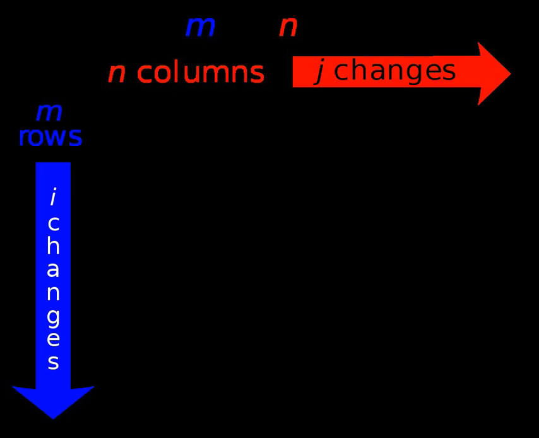Symmetric or skew-symmetric matrix. A square matrix A that is equal to its transpose, that is, A equals A^T, is a symmetric matrix. If instead A is equal to the negative of its transpose, that is, A equals minus A^T, then A is a skew-symmetric matrix.